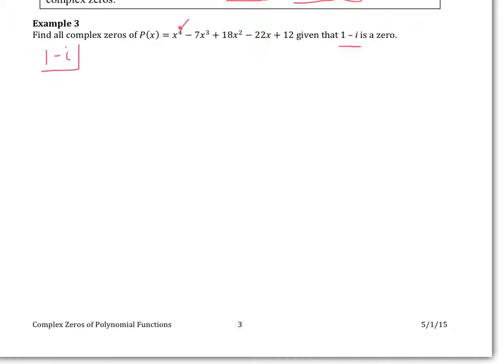And then the coefficients. The coefficient of x to the 4th is 1. The coefficient of x cubed is -7. The coefficient of x squared is 18. Sorry, the coefficient of x is -22. And then the constant coefficient is 12.